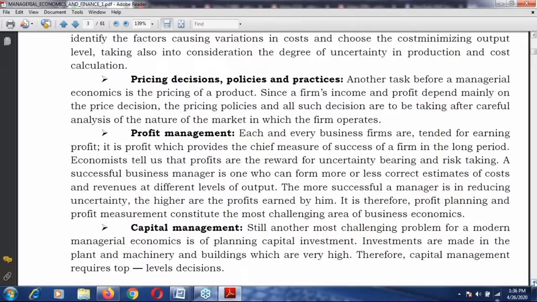Then question number two. Discuss the basic concept in production theory.